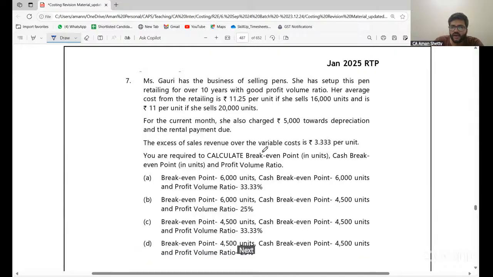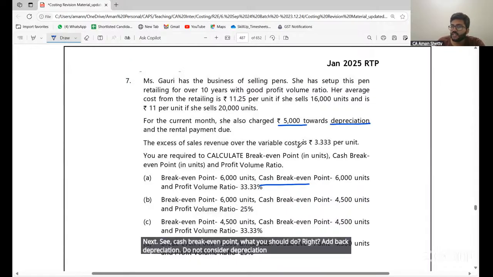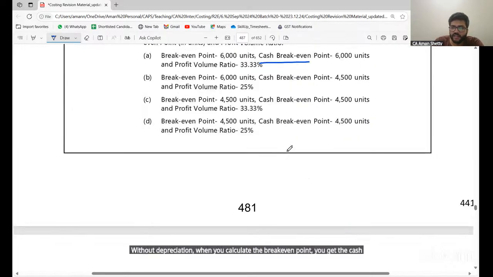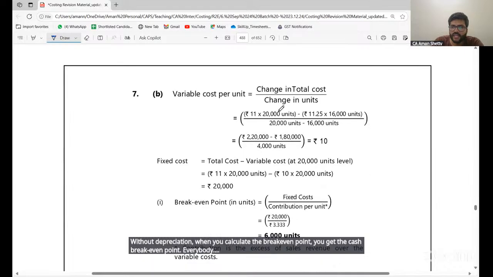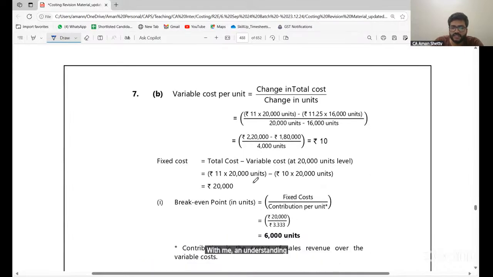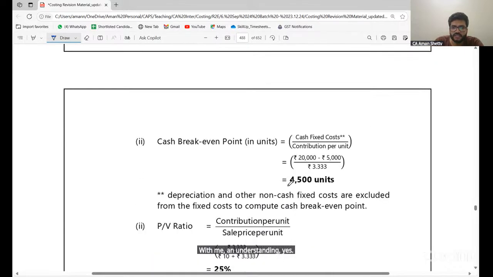Next. See, cash break even point, what you should do? Add back depreciation. Do not consider depreciation. Without depreciation, when you calculate the break even point, you get the cash break even point. Everybody with me and understanding? Yes.